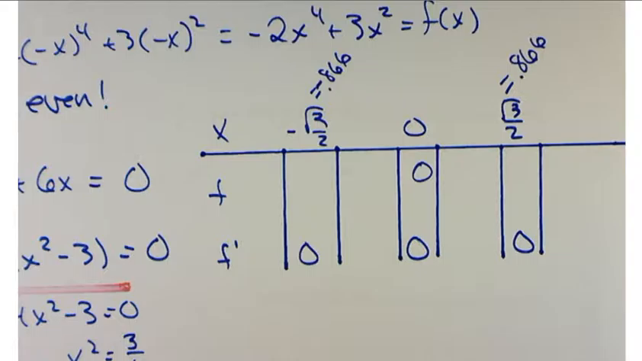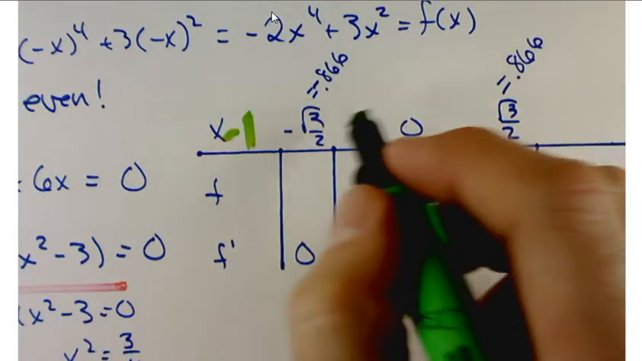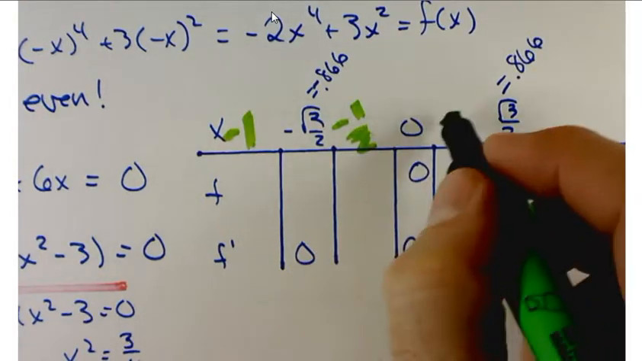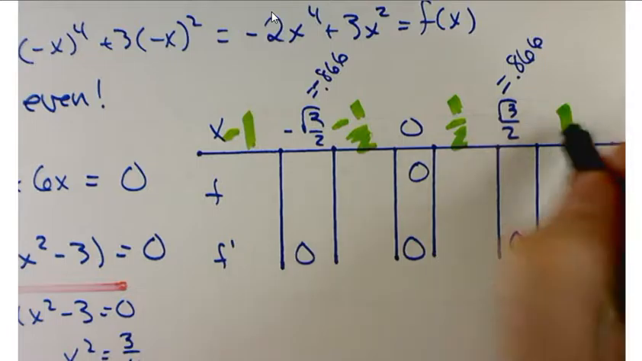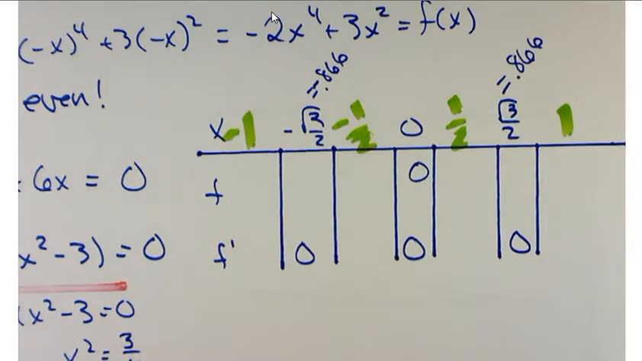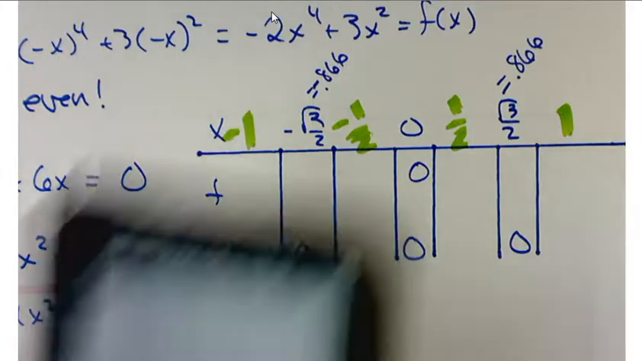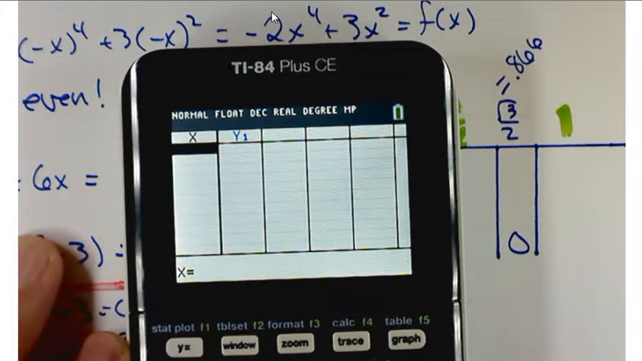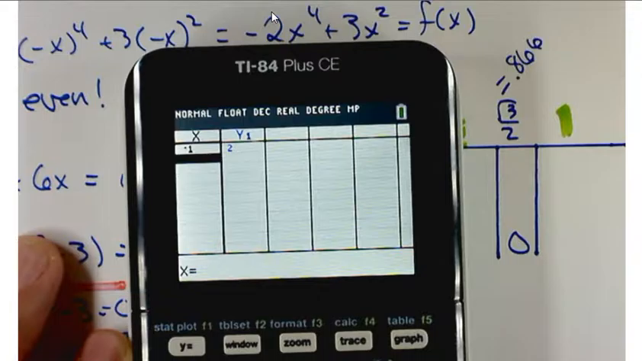Yeah, we need test values. So what would some good test values be? Negative 1, negative 1/2, 1/2, and 1. We don't have to stress ourselves and think of something too dramatic. So those would be some good test points. Negative 1, negative 0.5, positive 0.5, and positive 1.